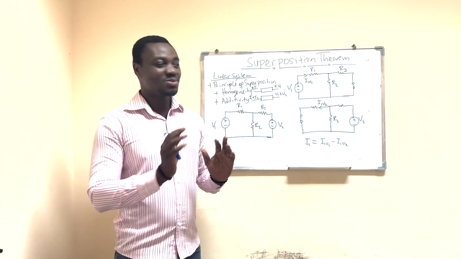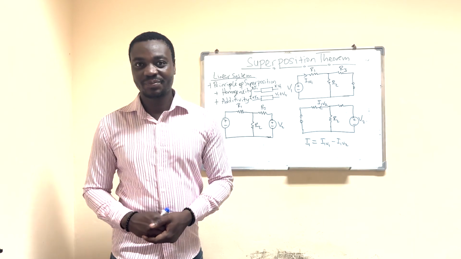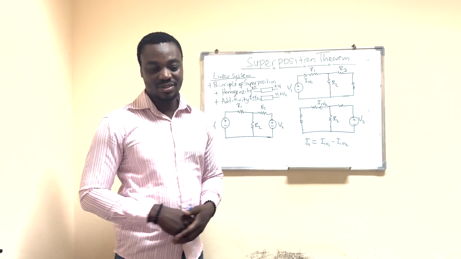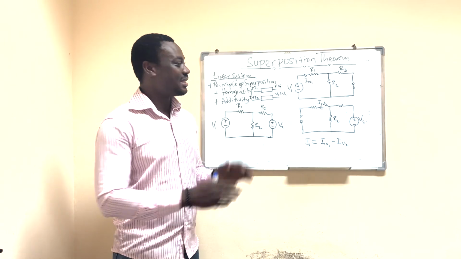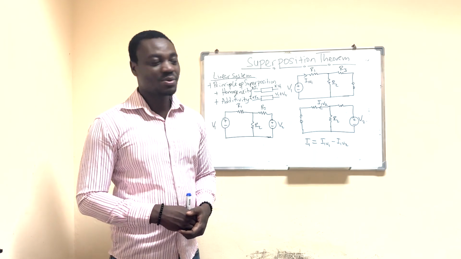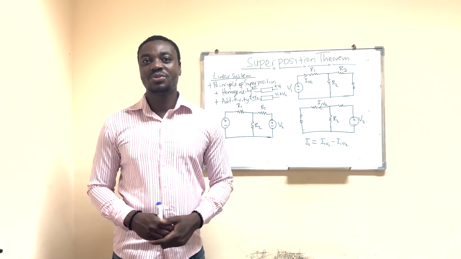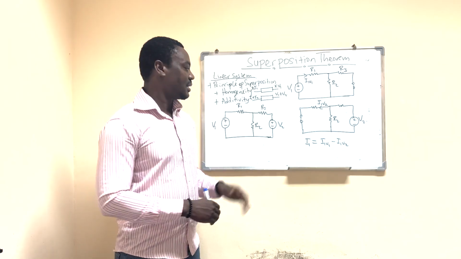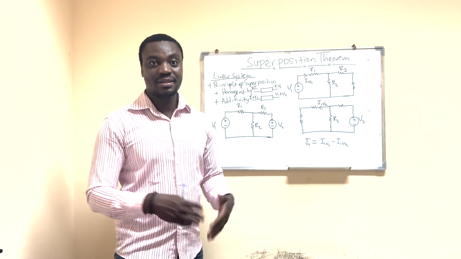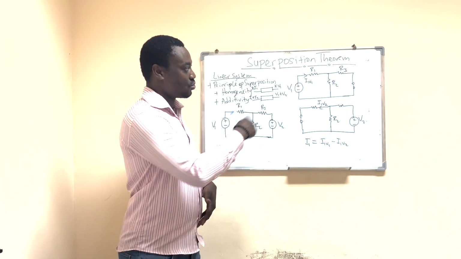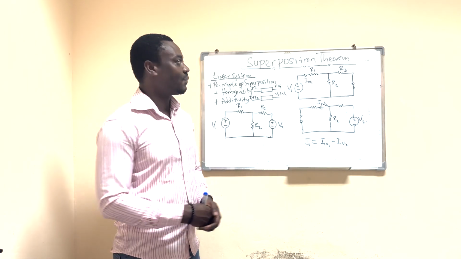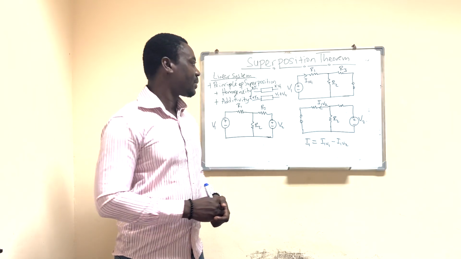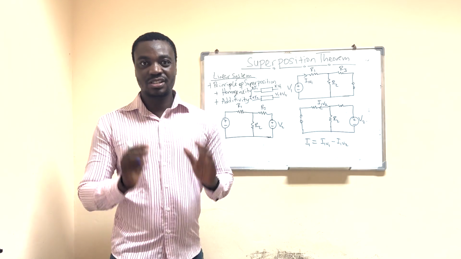Today we are going to be talking about superposition theorem. This superposition theorem is part of circuit theorems. It's one of the theorems that we can use to solve the currents that are passing through a circuit diagram. So if you want to determine the currents that are flowing through elements in a circuit diagram, we can use superposition theorem to do that. Right? Now, what do you mean by superposition theorem?